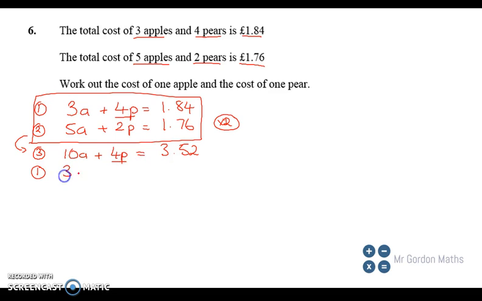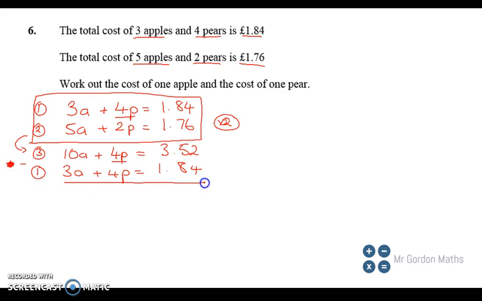So I've got 3 apples plus 4 pears equals £1.84. That's equation 1. Now, you've always got a choice to make. Do we add or do we subtract? Well, if I add 4 pears to 4 pears, I won't get rid of them. That'll be 8 pears. So adding's no good. We're going to subtract these equations.